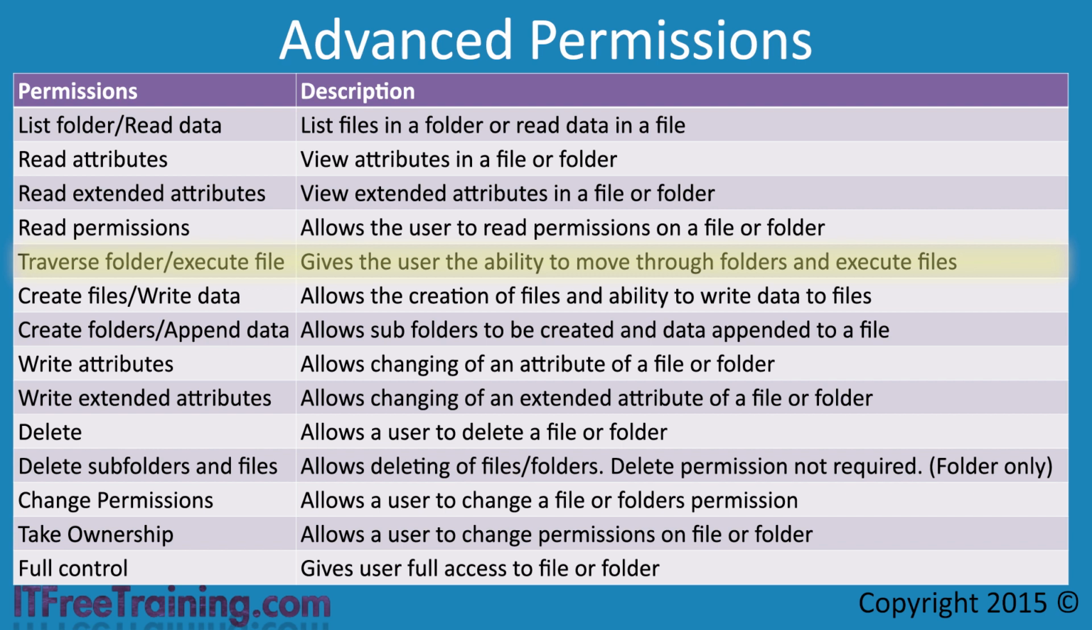The next permission is Traverse Folder Execute File. This allows a user to move between folders and, when applied to a file, allows them to execute a file. To demonstrate this one a bit better, I will open Windows Explorer.